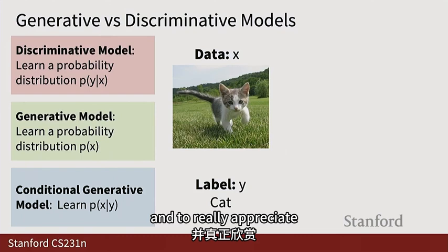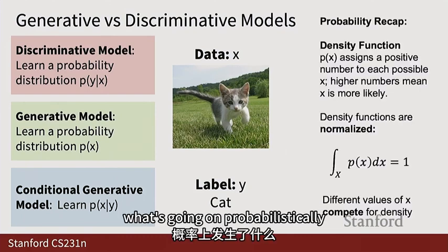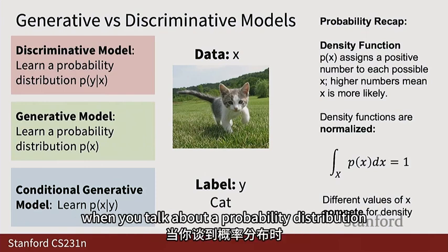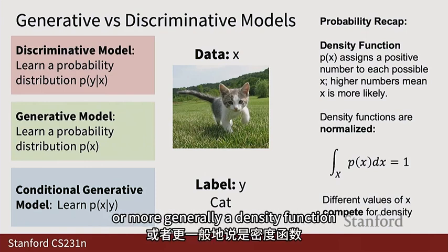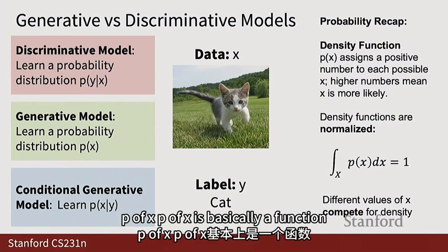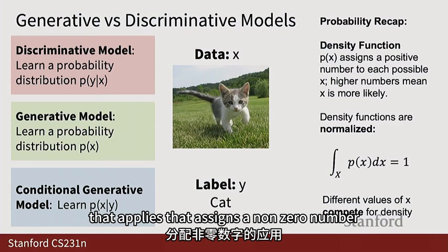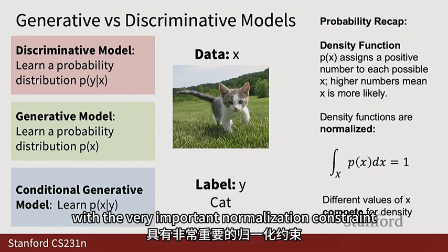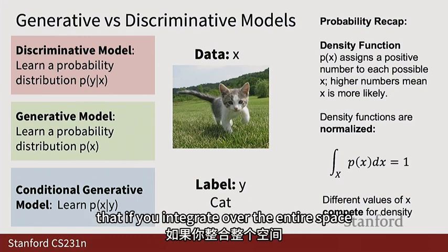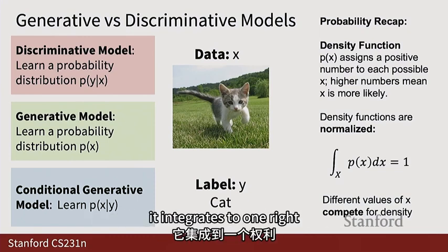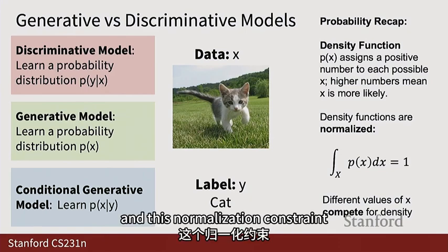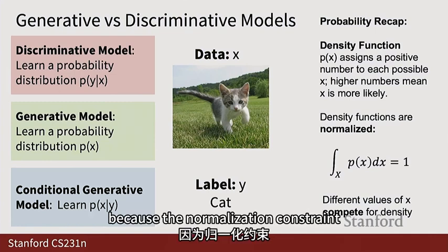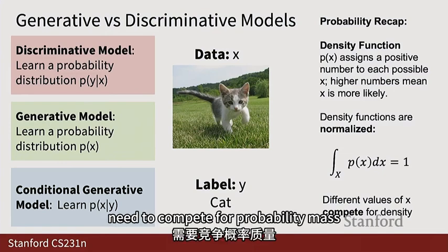And to really appreciate what's going on probabilistically, you need to remember one very important feature of probability distributions, and that's that they are normalized, right? When you talk about a probability distribution, or more generally a density function, P of X is basically a function that assigns a non-zero number to every possible input X, with the very important normalization constraint that if you integrate over the entire space of all possible x's, it integrates to 1. And this normalization constraint really gives rise to the power of probabilistic models in some sense, because it means that all of your x's need to compete for probability mass.